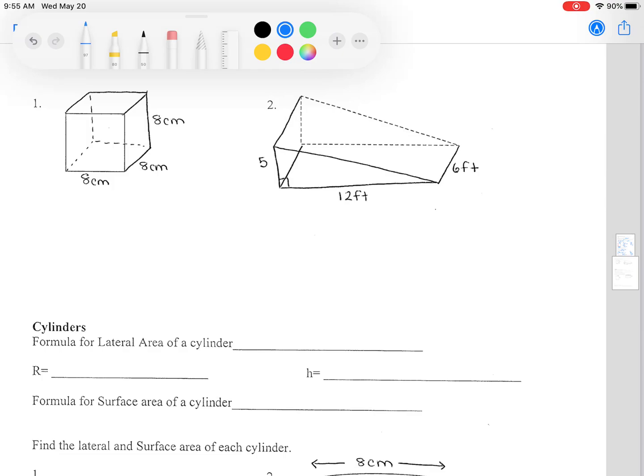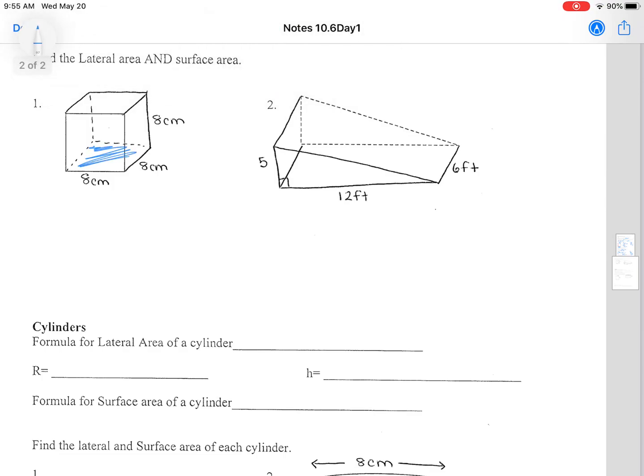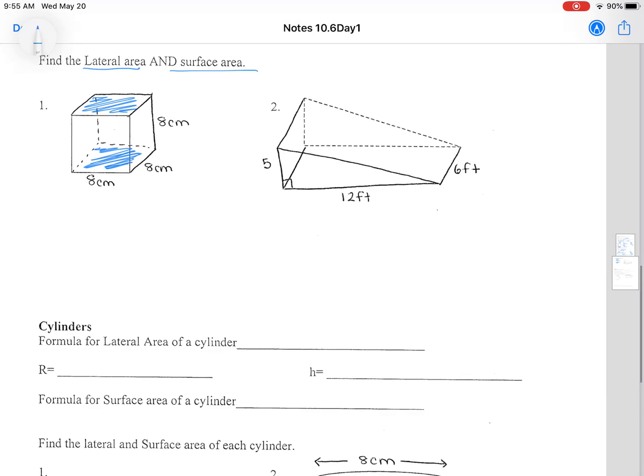All right, let's try two more here. So number one, if you look at it, all the sides are equal to 8. So this is a prism, also known as a cube, but what you could do is they're all the same, so I'm just going to highlight the top and the bottom as my bases. You are being asked to get two things, lateral and surface area, so just keep that in mind.